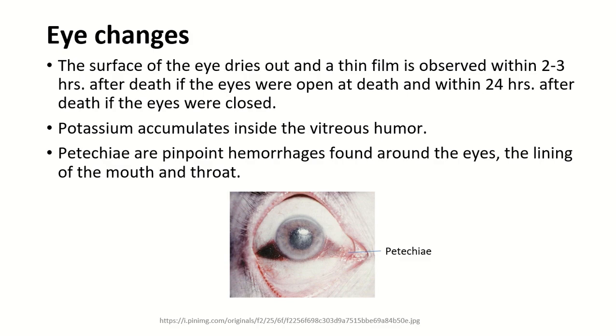The changes in the eye. The surface of the eye will get dried and a thin film forms within 2-3 hours after death if the eyes are open, and if the eyes are closed, the thin film will be observed within 24 hours after death. Potassium will start accumulating inside the vitreous humor. Petechiae are found around the eyes, the lining of the mouth and the throat. These are also known as Tardieu spots, and these are pinpoint hemorrhages, reddish purple in color.